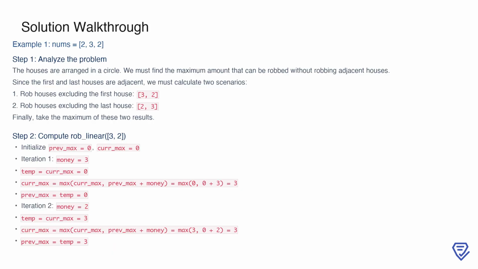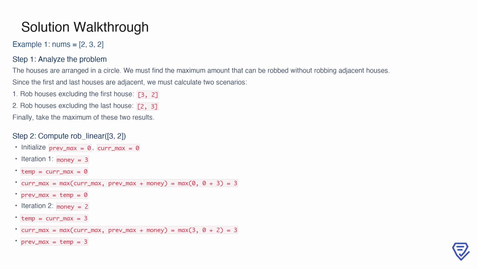To solve the problem of robbing houses arranged in a circle, we need to account for the fact that the first and last houses are adjacent. This means we cannot rob both of them, so we divide the problem into two scenarios. First, we consider robbing houses excluding the first house, which leaves us with the sequence 3, 2. Second, we consider robbing houses excluding the last house, resulting in the sequence 2, 3. By solving these two subproblems individually and taking the maximum of the two results, we ensure no adjacent houses are robbed while maximizing the total amount.